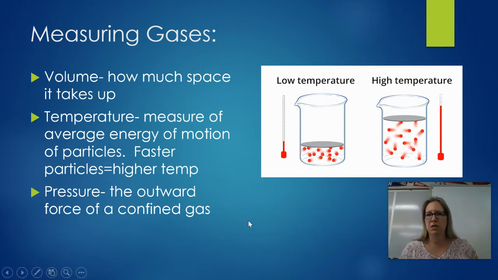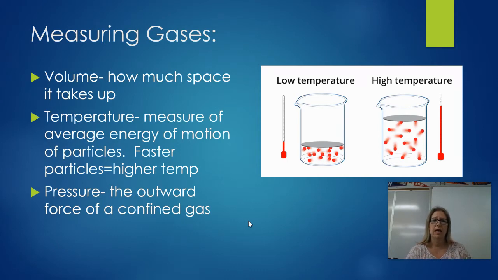So gases can be measured. They've got properties that can be measured. There's volume, there's temperature, and pressure. Volume is just how much space it takes up. Temperature is obviously the temperature, but more scientifically than that, it's the energy of the motion of those particles. Okay, the faster they're moving, the higher the temperature. Pretty standard by this point now.